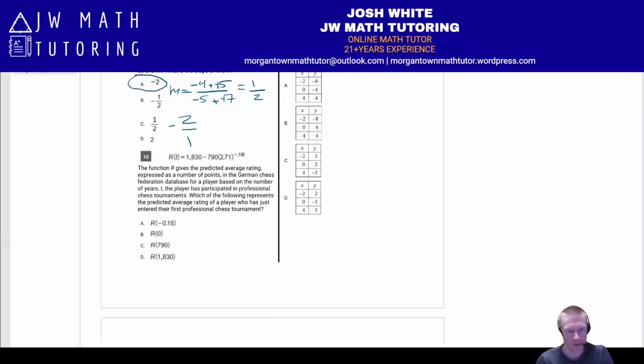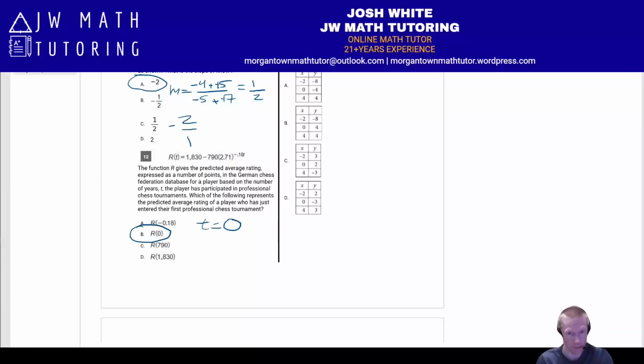We want to know which of the following represents the rating of someone who just entered their first professional tournament. If someone has just entered their first professional tournament, that means the time they have spent participating in professional tournaments is basically none or non-existent. So in other words, t equals 0. Therefore, you would be plugging in 0 for t. So the correct answer for this is just going to be letter B.